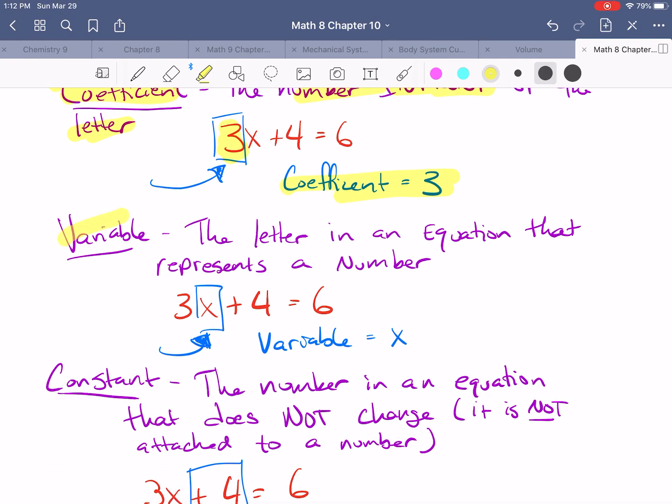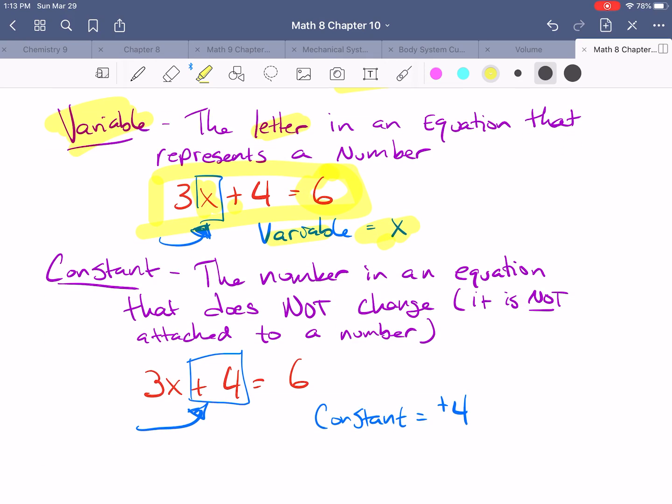Then you've got this word called variable, and that is the letter in the equation. If we look at this equation right here, we know that the x is the variable, and the variable means that it's a number. It's a secret number that we need to figure out, and it will fulfill the statement, so 3 times something plus 4 is going to equal 6. So that's what that variable means.